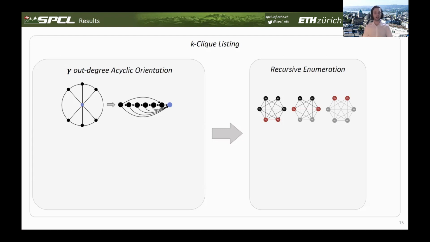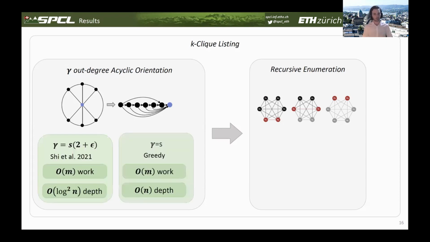Let's consider a high-level overview of our algorithm. It starts out by constructing an acyclic orientation of the graph with low out degree. And then it recursively finds cliques by extending the cliques by edges one after the other. And during this process of recursive enumeration, we apply a pruning criterion to which edges can possibly extend the cliques. And this is what gives us the asymptotic advantage, this pruning criterion.